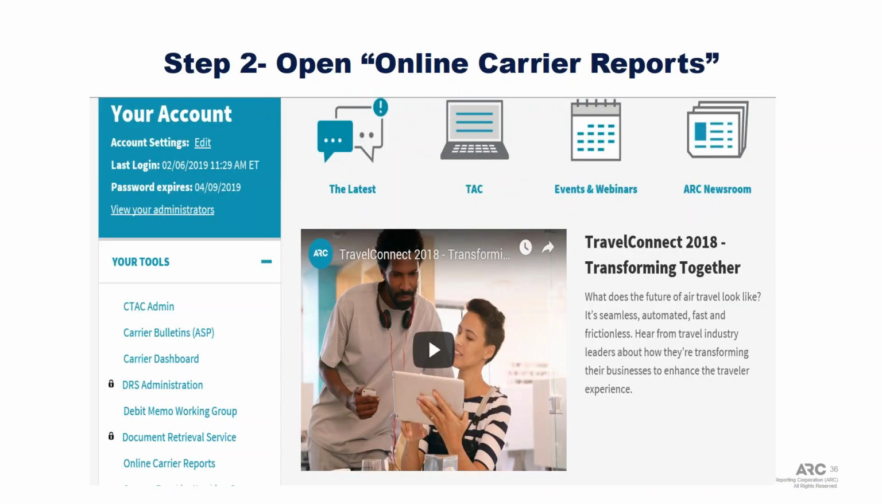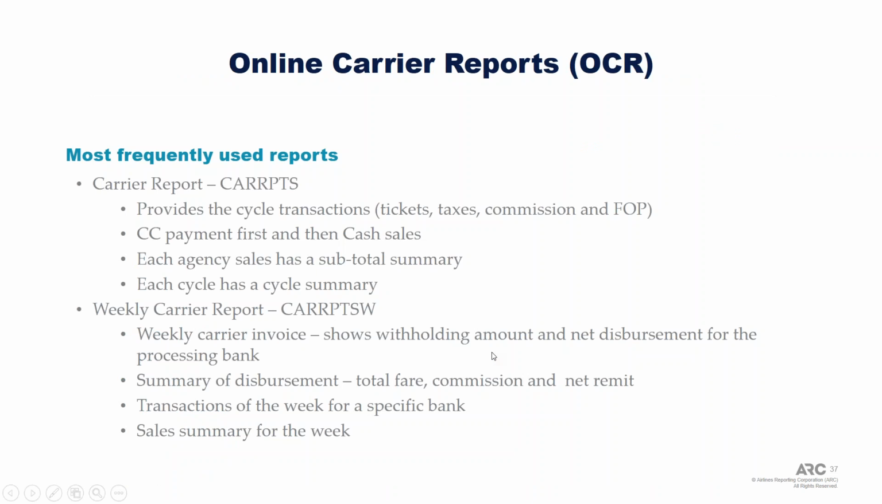You're going to log into your MyARC portal to access the online carrier report. You'll select it in your toolbox. The most frequently used report is the report titled Carrier Report, or the report ID CARRPTS, and CARRPTSW is the weekly version of that report. You're going to find all of your settled transactions, your tickets, taxes, commission, and form of payment for each transaction. You'll see your credit card payments and then your cash sales. You'll see a subtotal summary that's going to provide the net remit for each individual agency that had sales on your airline for either the cycle or the week.